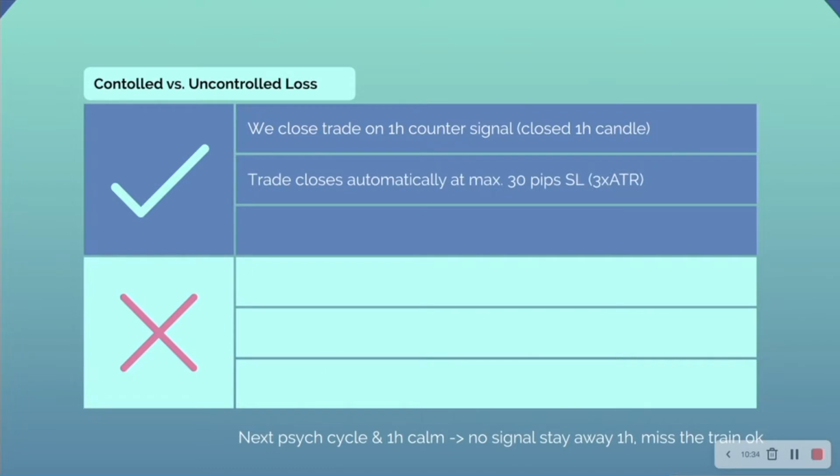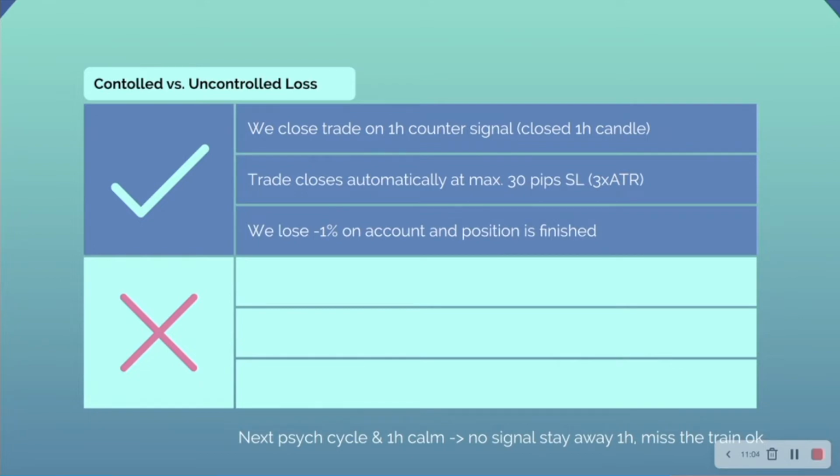Okay, trade closes automatically at maximum 30 pips, 3 times ATR. This is also my rule. Okay, we lose 1% on the account and position is finished. So if a loss happens, it's just gonna be minus 1% on the account, because we need to have the risk very controlled. It cannot be too big, otherwise we will not be stable enough in the mind.